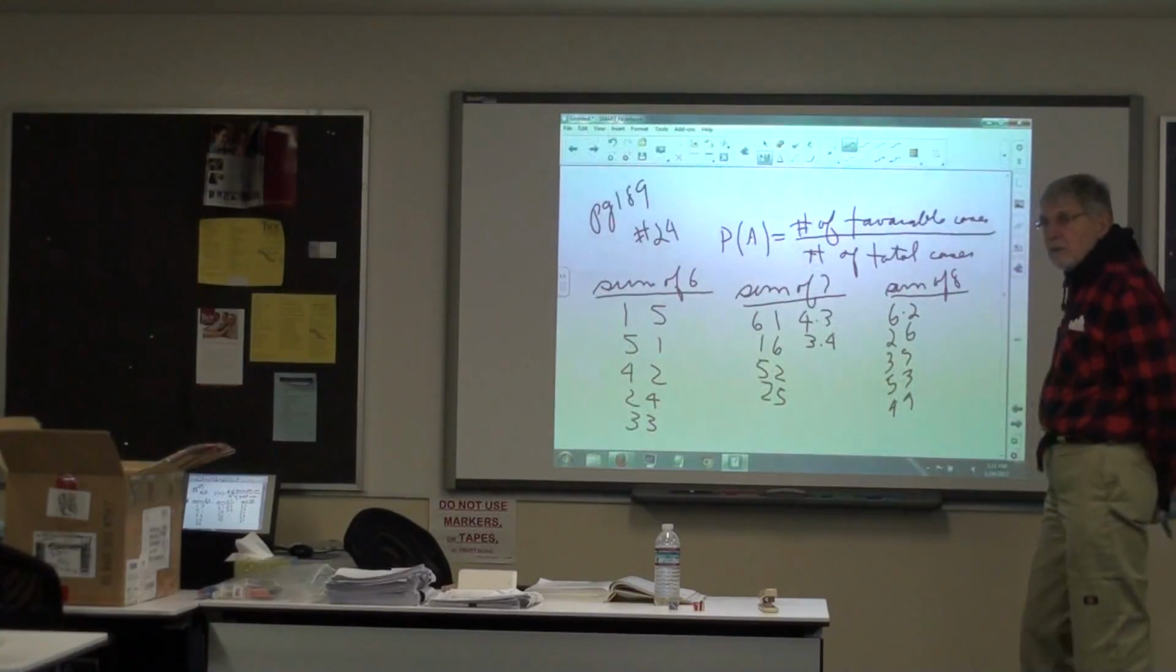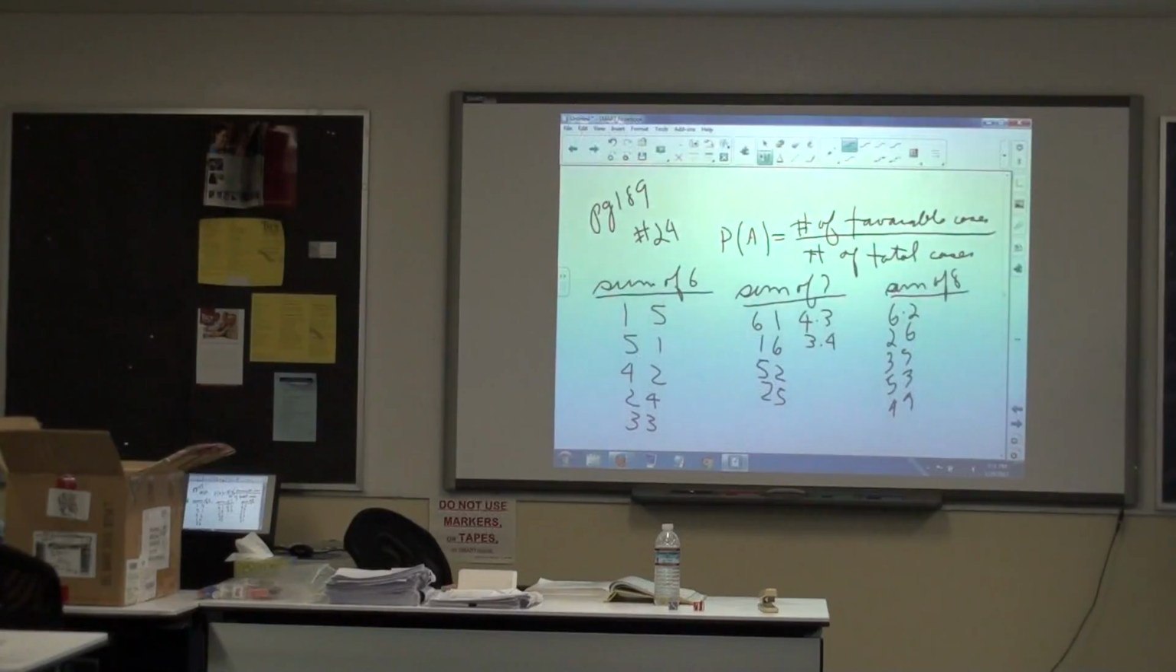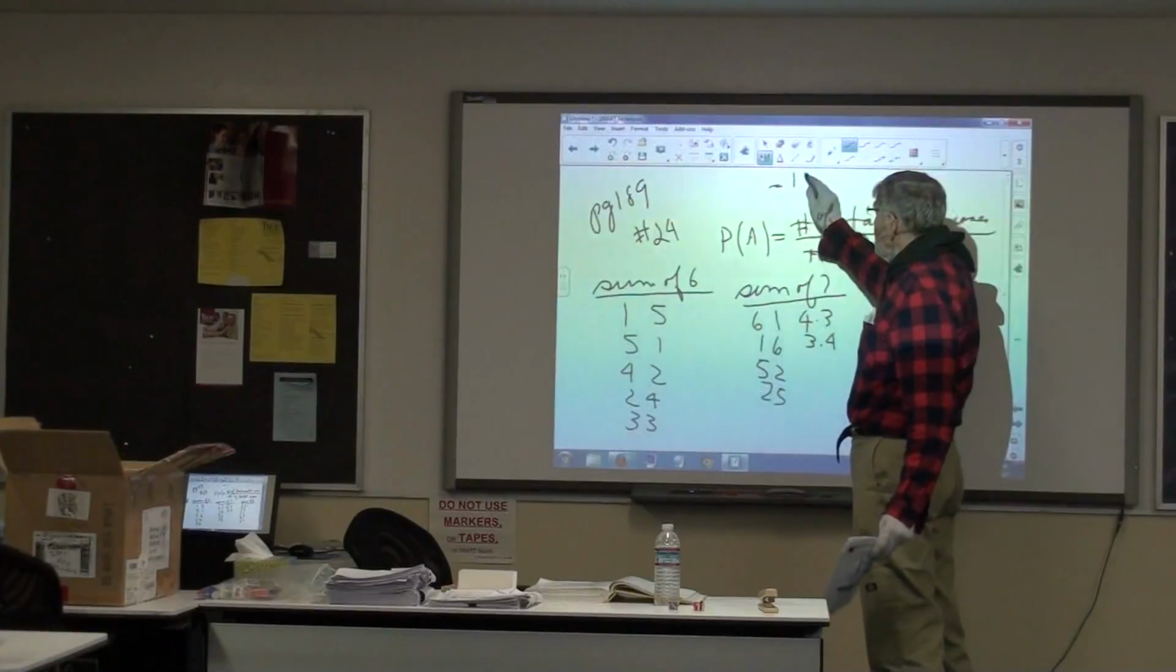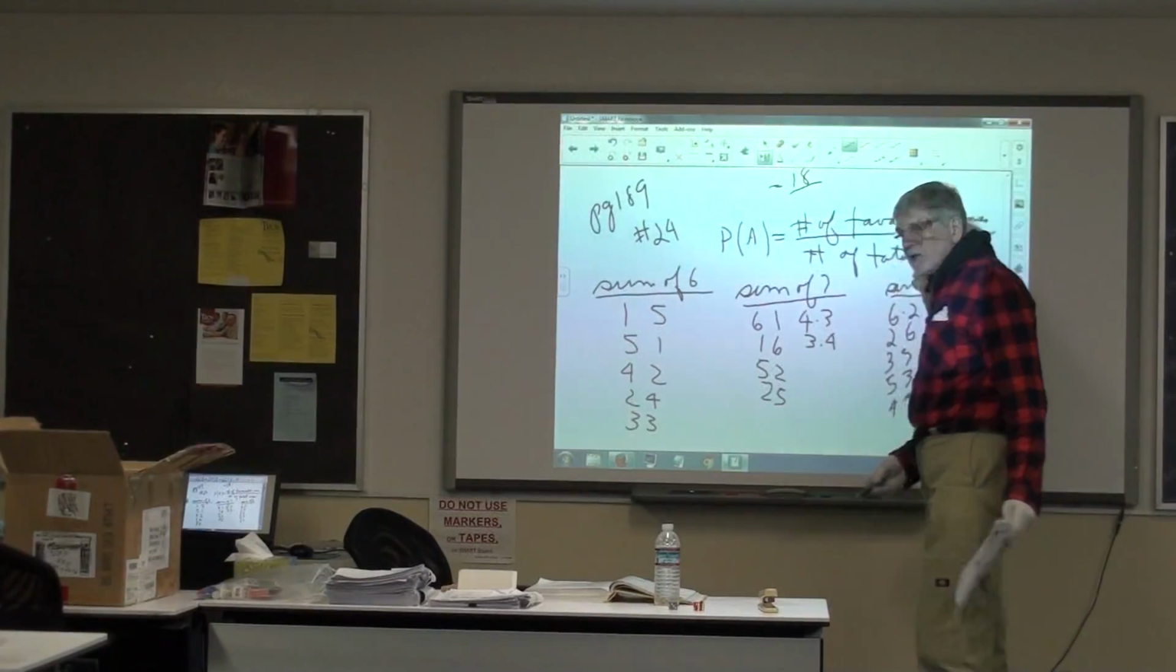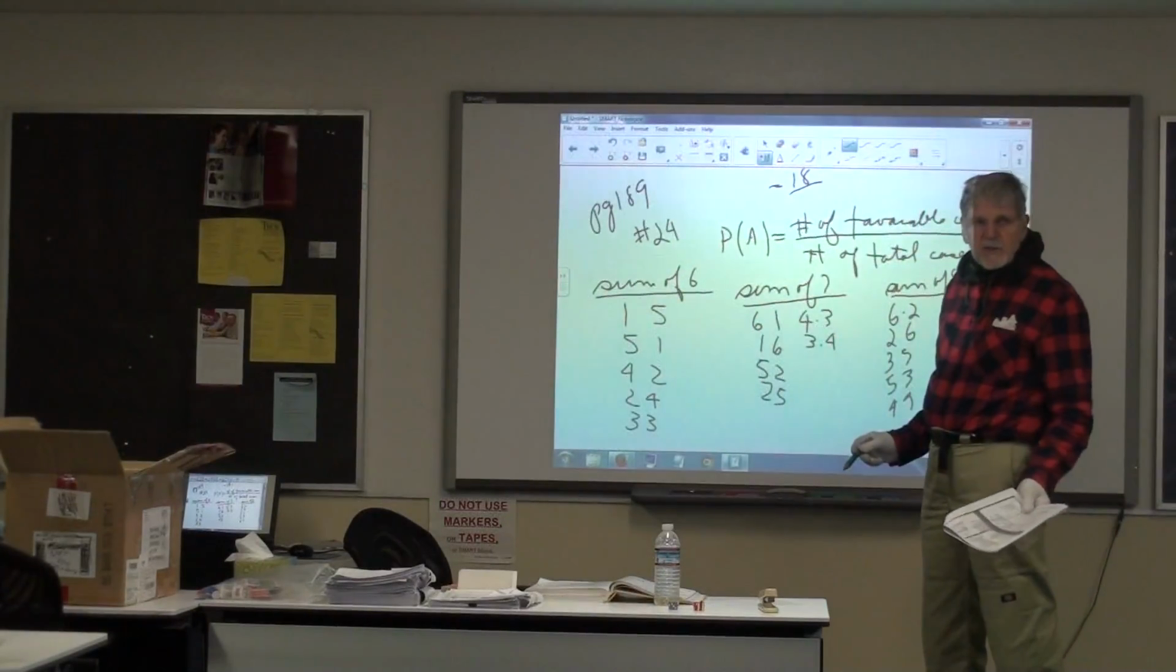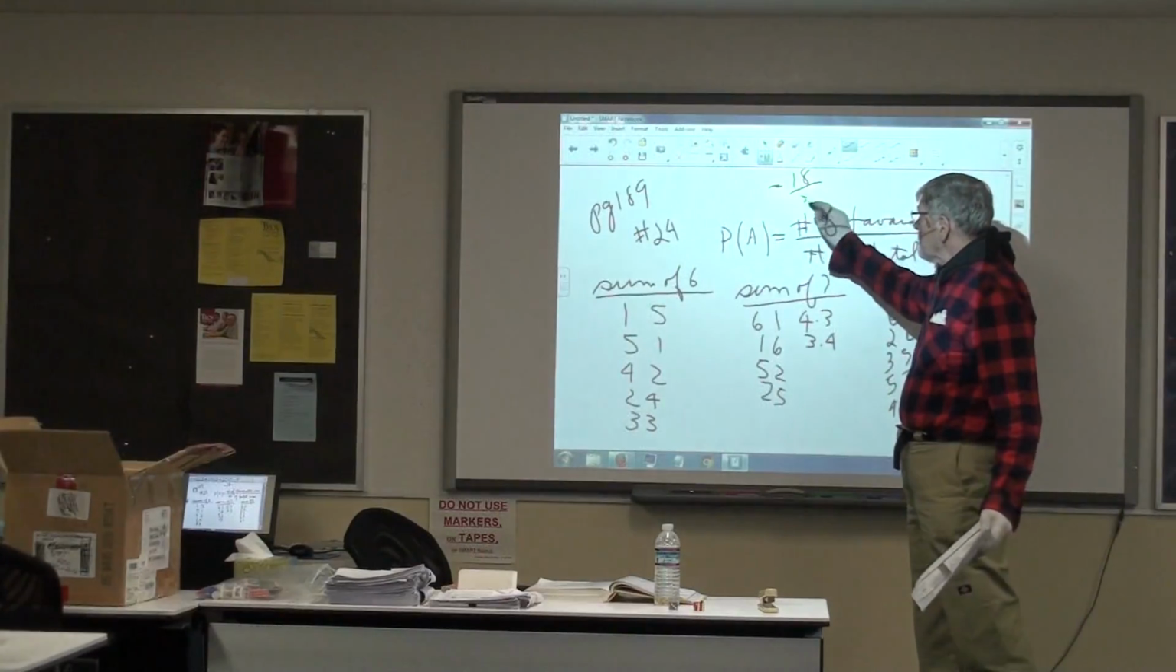True? Now, any one of these ways on the board is favorable to being either a sum of 6, or a sum of 7, or a sum of 8, agreed? So how many different favorable cases do we have? Count them up. 18. So it's equal to the number of favorable cases over the number of total cases, and we agreed the number of total cases was 36. So a probability of 1/2.